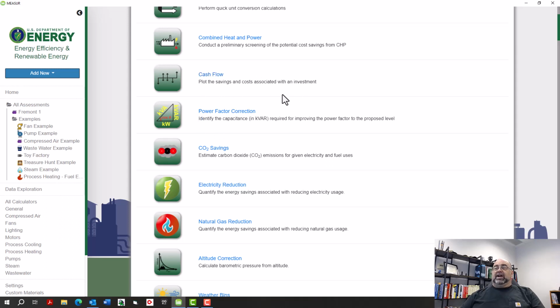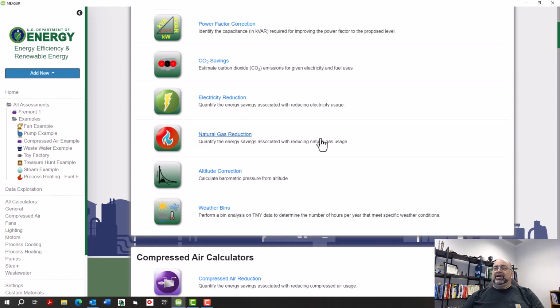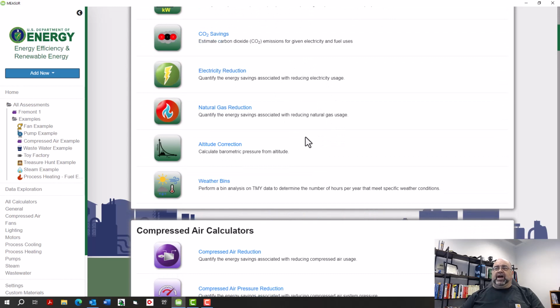Power factor correction, how to properly size capacitors. Here we go. Here's the savings that I talked about, how to calculate it. We'll come back to this later. How to identify energy savings through reducing electrical usage, basically what we've been talking about. So you're going to see simple calculators to do what I was talking about.